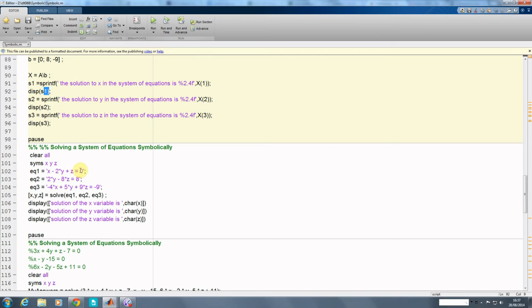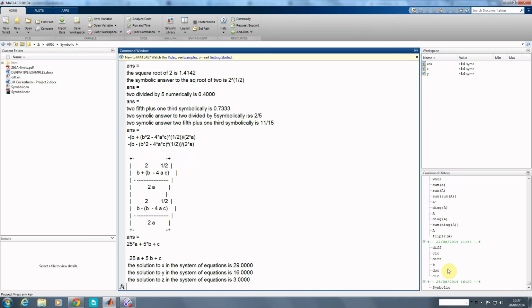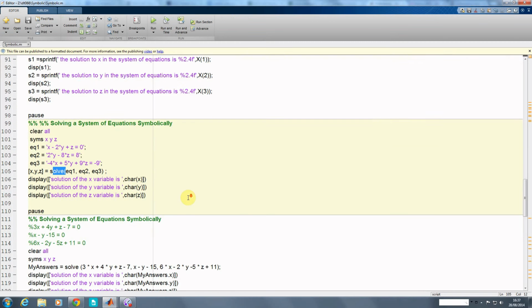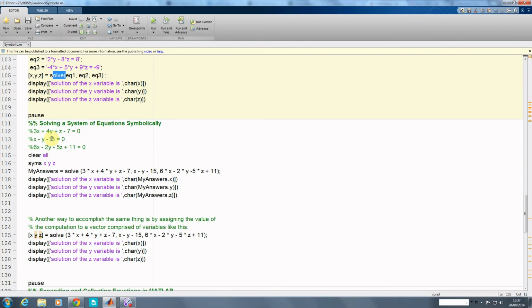So I declared it as above. Use the MATLAB solve command, and then I display my answer as before. So I have three answers, x, y, and z, and then I just display it. So I get 29, 16, and 3 as before. But remember, here they're symbolic, here they're numerical. I have another set of equations which I've solved symbolically. I'm not going to go through it, you can do it yourself, but once you've done it once, you've done them all.